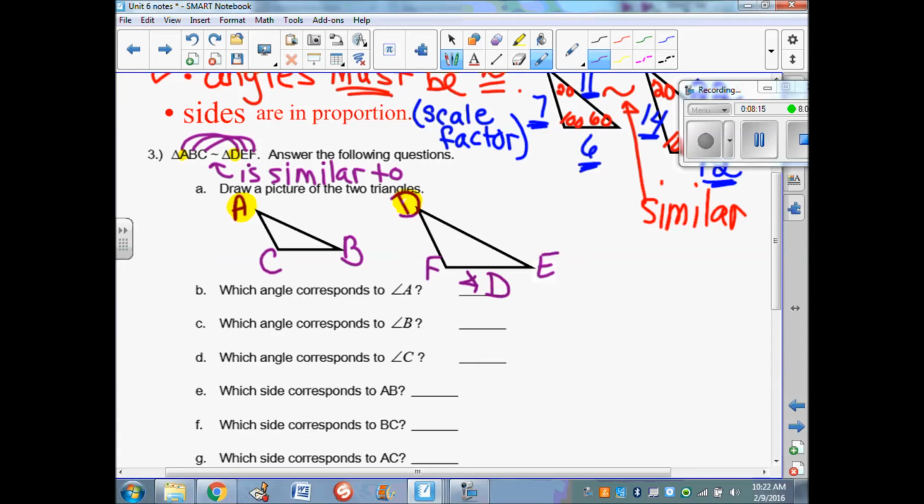So what corresponds to angle B? Again, you could look at the writing of it, B and E. And then what angle corresponds to C? Same thing. C and F, I should say, C and F. Angle F. Make sure you're using your symbols for angle.